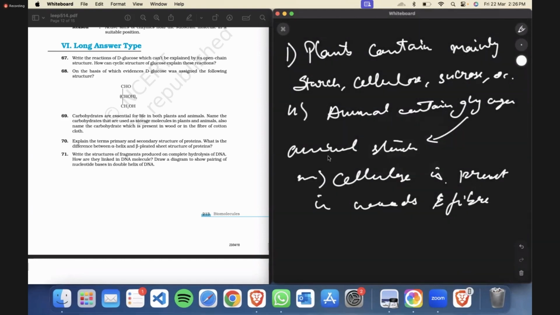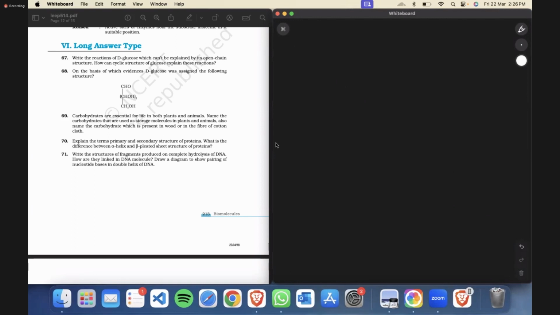Now, hopping on to question number 70. Explain the terms primary and secondary structure of protein. What is the difference between alpha helix and beta pleated sheet structure of protein?